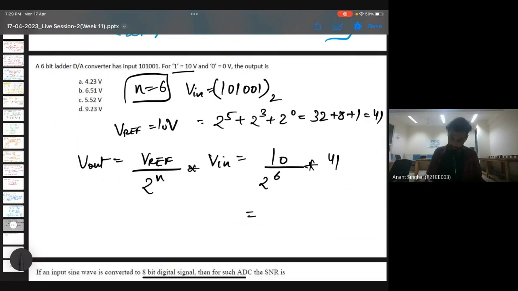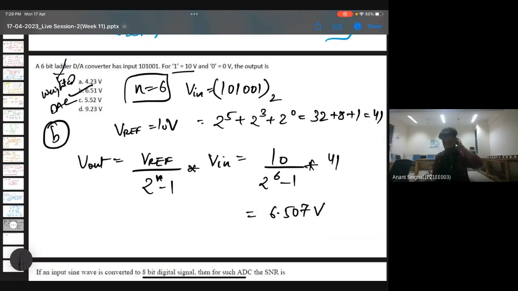So this is a generic ladder network, it is saying. So it is not ladder, it is a weight back according to the question. So we will have this minus 1 also. And after calculating, we'll get the answer as 6.507 volts, which is option B, 6.51 volts.